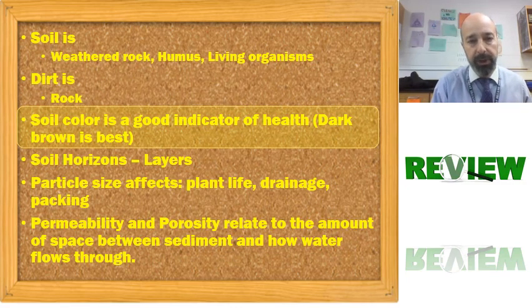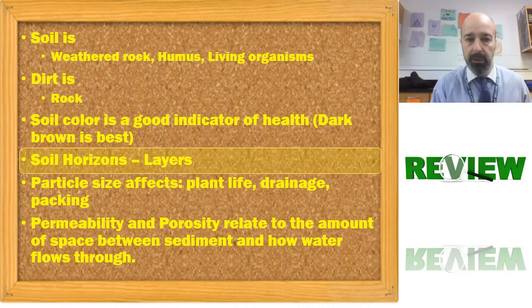Soil color is a very good indicator of the health. We really want that dark brown soil. That's what we're looking for. This week we will be making some soil to grow plants in, so try to keep that in mind. Soil horizons are the layers of the soil. We'll be looking into that. We'll be going outside and looking at the different layers of the soil.